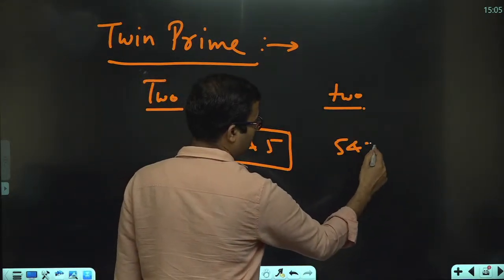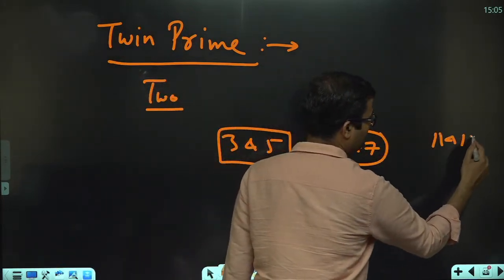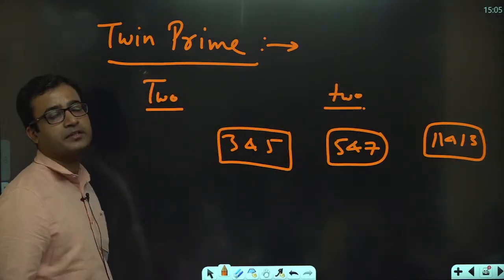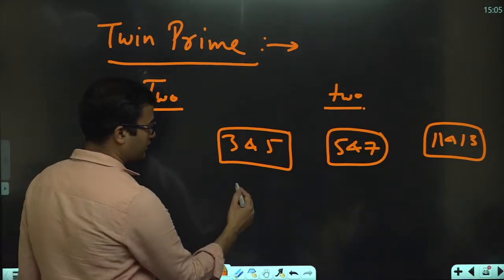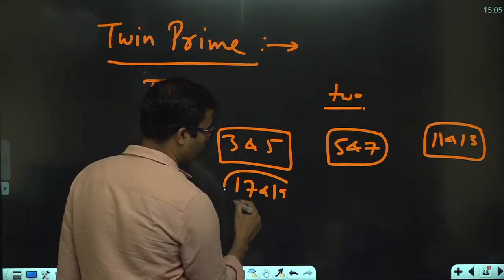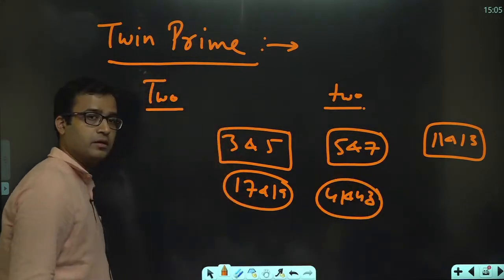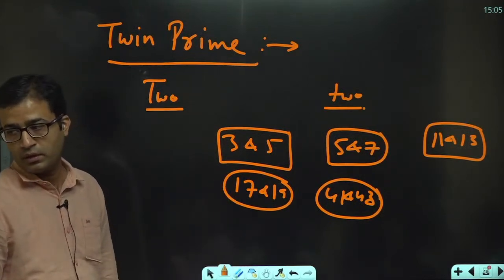5 and 7 are called twin primes. 11 and 13 are called twin primes. 17 and 19, yes, twin primes. 41 and 43, twin primes. Because 41 is a prime, 43 is a prime, there is a difference of 2.